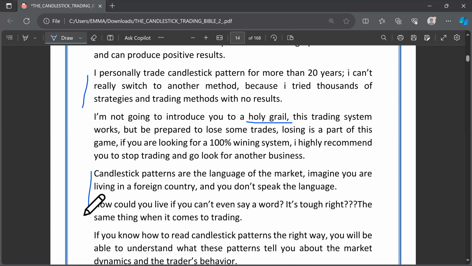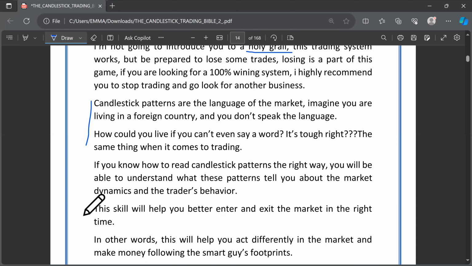So in order for you to communicate well, feel okay, feel at home, you have to understand the language, the grammar of it, right? So basically, trading is a profession, it's a language, and the grammar will be like the technical analysis, your patterns, right? So that is it. Now, how could you live if you can't even read a word? It is tough, right? The same thing applies when it comes to trading. You have to know the basics, have your facts, have the rudiments.